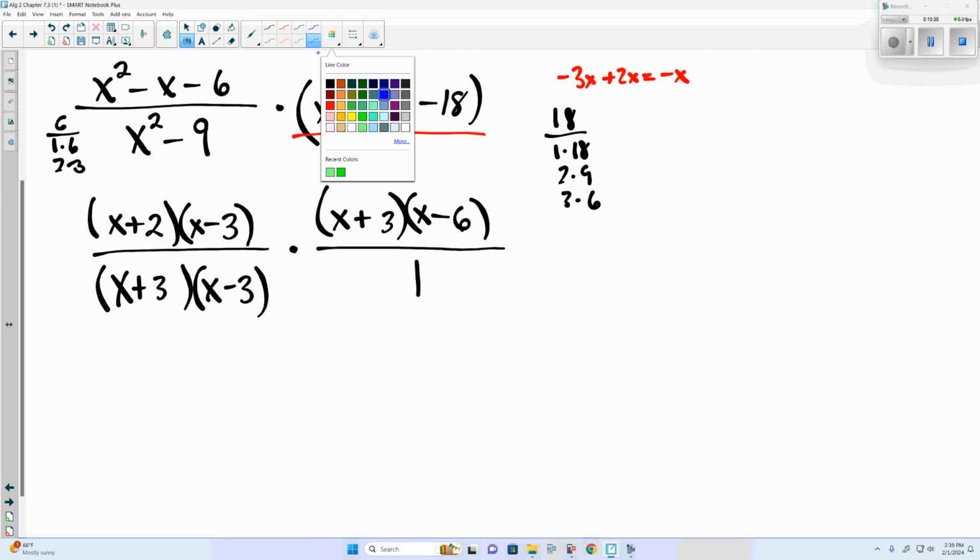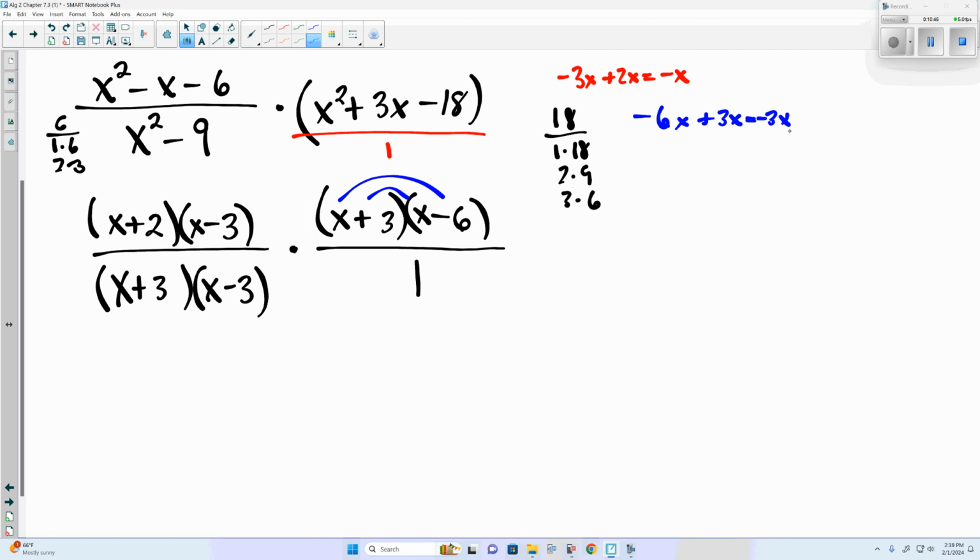And we can check this here. X times negative 6 would be negative 6x. 3 times x would be plus 3x, giving us negative 3x. So it's the correct number but wrong sign. Yeah, we can flip the numbers or the signs for this one here. And that's mainly because the numbers in front of x are both 1. If they're different than 1, then we have to change more than just the signs.